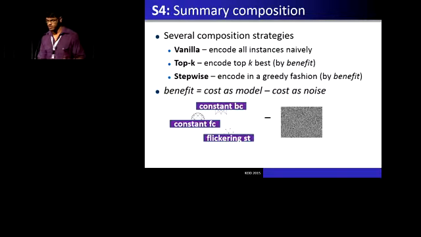For example, vanilla, which is we encode all the instances naively. We just say everything's a good descriptor of the graph. Top K, we can encode just the top K best ones according to some kind of benefit heuristic. Benefit here can be construed as the savings that we get by encoding the structure as something, as opposed to encoding the structure as nothing, just as noise. And we can do something more clever, like a stepwise heuristic, in which we encode in a greedy fashion. We start with the best structures, and every time we encounter a structure that's already been encoded or doesn't contribute to the graph summary, we'll just throw it away.